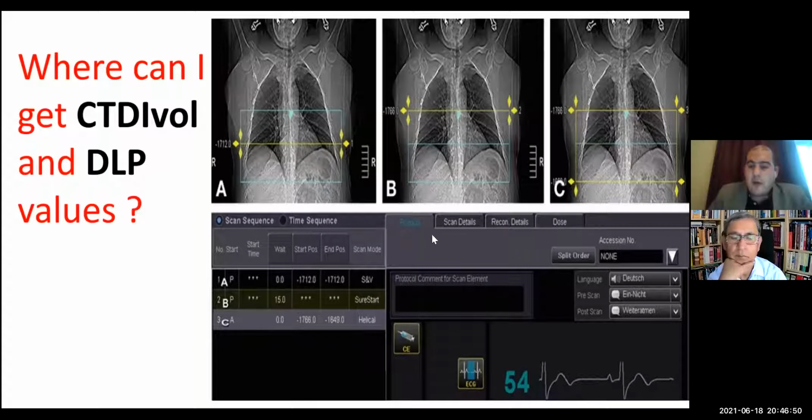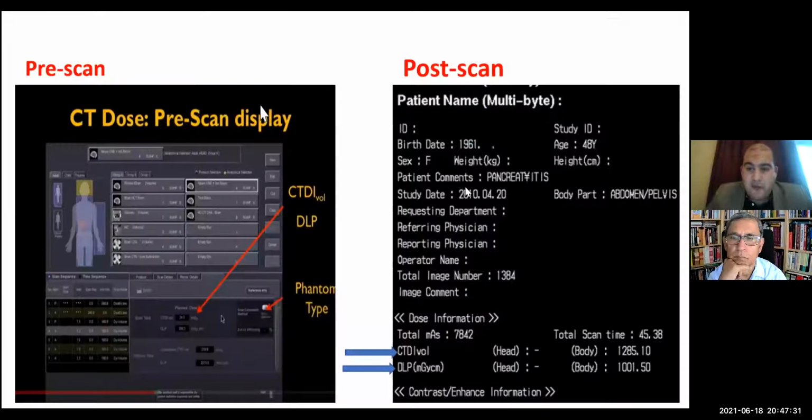So from where will you find it? Here: scan details, reconstruction details, and dose. If you select scan details, you will get all information regarding scan acquisition parameters: kV, milliampere, pitch factor, rotation time, and dose modulation. If you select reconstruction details, you will get all information about the reconstruction algorithm you are using, the slice thickness of axial cuts we are using for reconstruction volume, and also the filtering technique, everything related to reconstruction details.